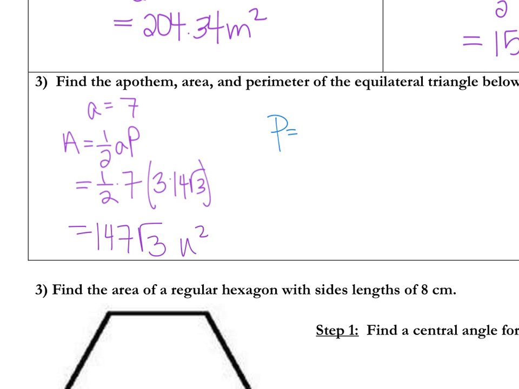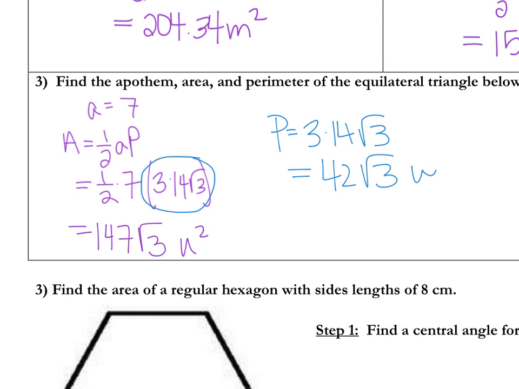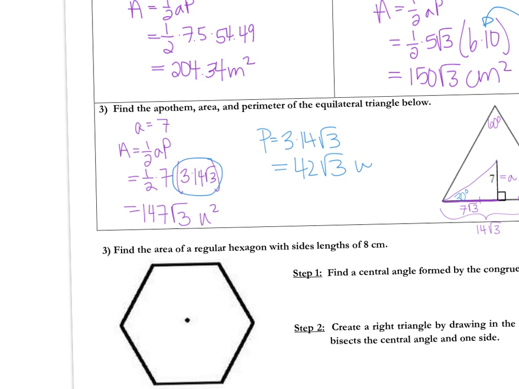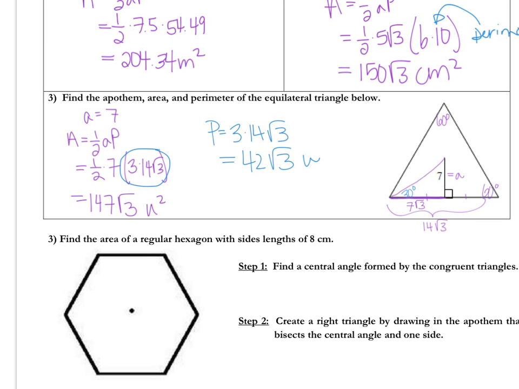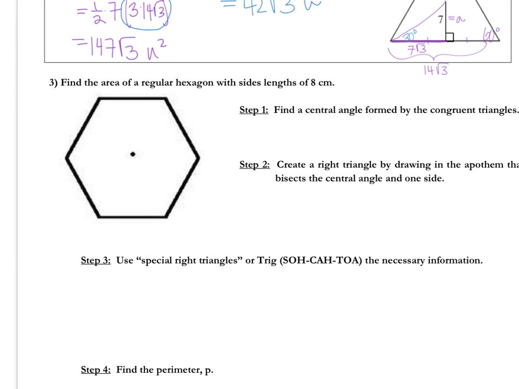Okay. And then for the perimeter, that's just going to be this portion right here, 3 times 14 root 3. And that gives you 42 root 3 units. Remember that perimeter is not squared, it's just the units. And we multiplied it by 3 because that's the number of sides in a triangle. Once again, biggest thing here is to remember to double the full length. Alright, let's go ahead and move on to the next example.